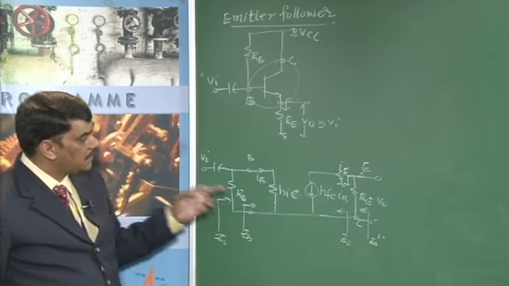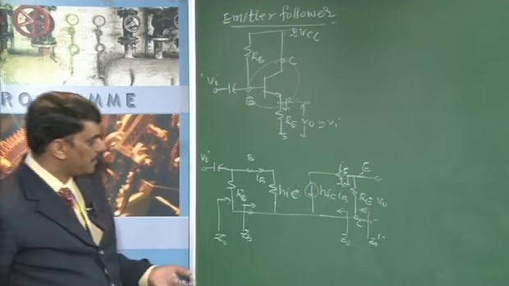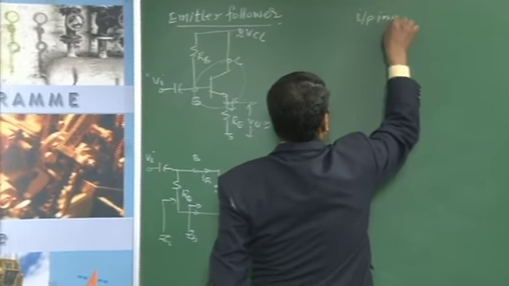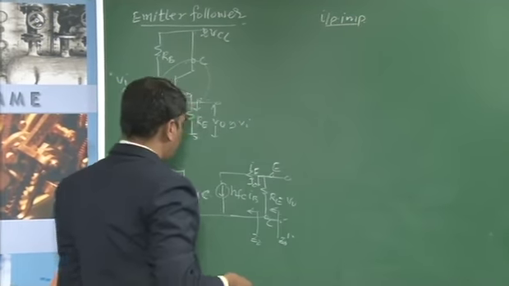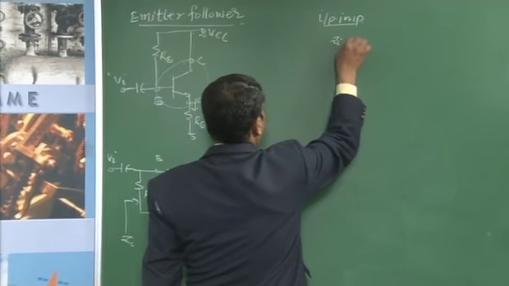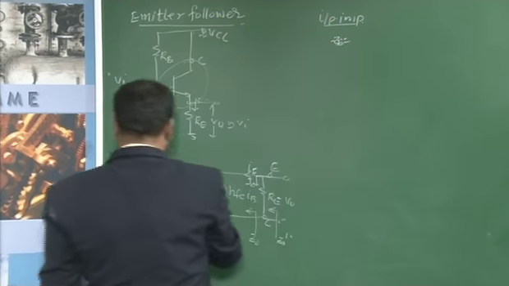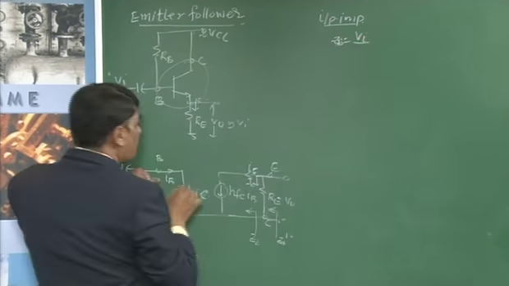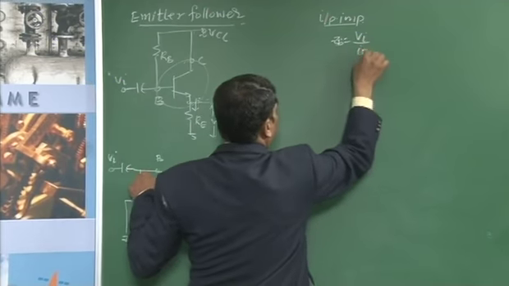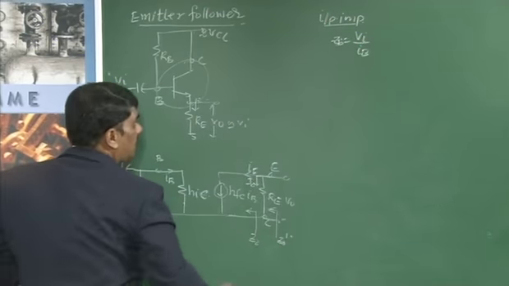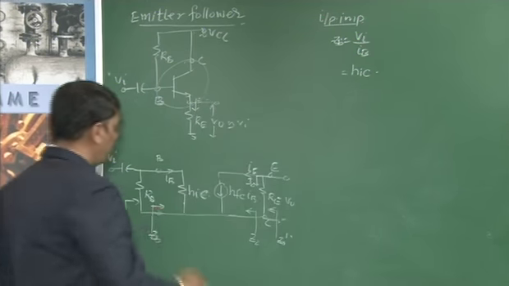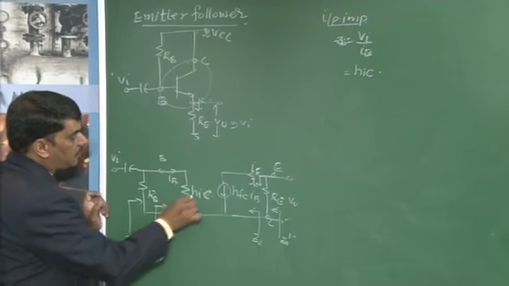This circuit is equivalent to the previous circuit. Then we get the input impedance ZB is equal to Vi by the base current IB. This value is equal to hic. Looking into this terminal, this is equal to hic.